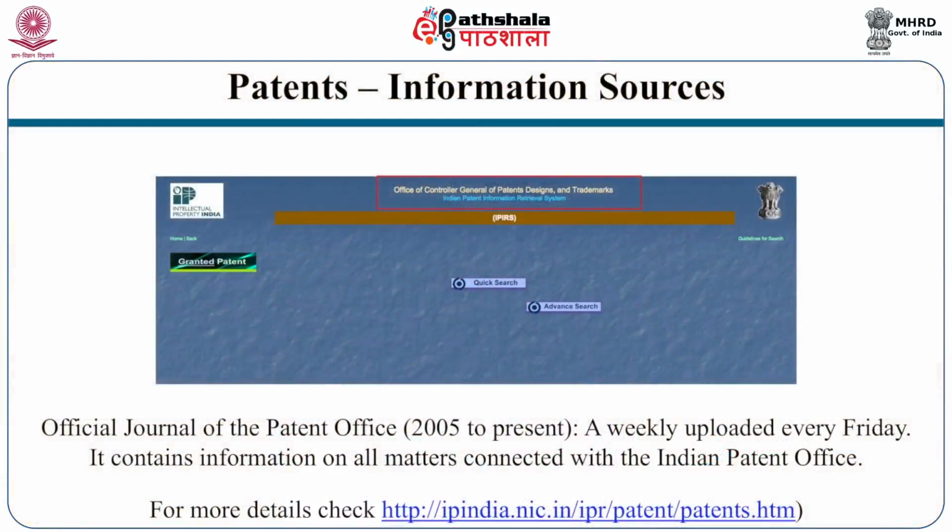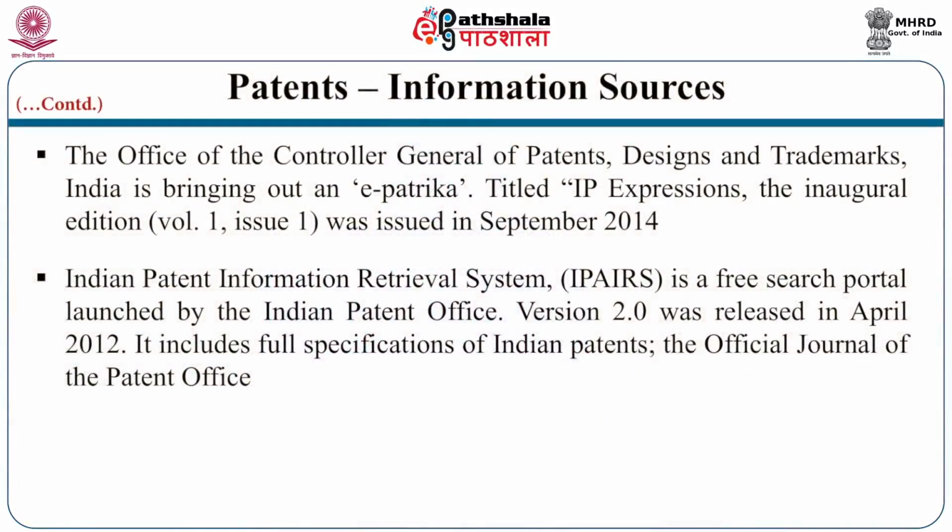The official journal of the Patent Office is available on its website, and it replaces earlier journals and the Gazette of India Part 3 Section 2. It is a weekly publication and gives notices of patents filed, granted, and opposition proceedings, and so on. Priority document, prior art details, everything that you want to know about an Indian patent. The Office of the Controller General of Patents is also bringing out, since September 2014, an e-Patrika, as they called it, titled IP Expressions. The first issue has just come out.